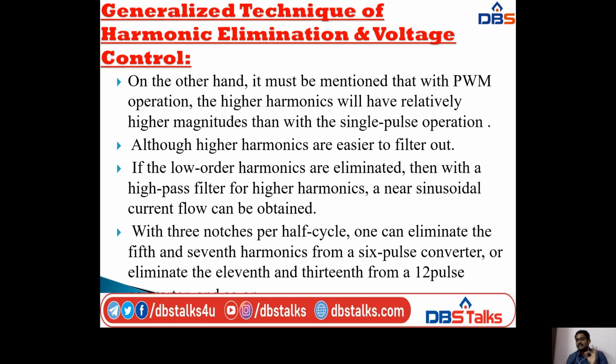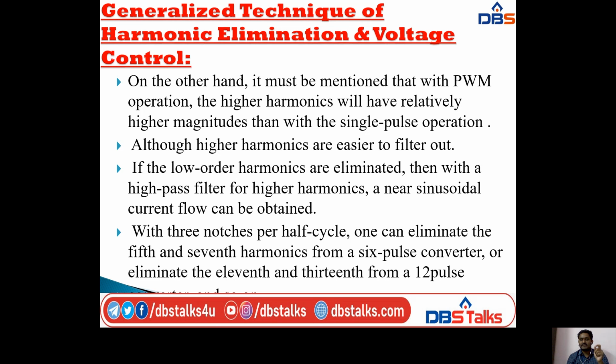Although higher harmonics are easier to filter out. That's why if the higher harmonics occur, these higher harmonics are easier to filter out. If the lower order harmonics are eliminated, then with a high pass filter for higher harmonics, a near sinusoidal current flow can be obtained. So here we are using a high pass filter for higher harmonics. That means whenever the lower order harmonics are eliminated, next we are coming to the higher order harmonics. So if you want to eliminate or reduce the higher order harmonics, we have to use the high pass filter. So here a near sinusoidal current flow can be obtained.